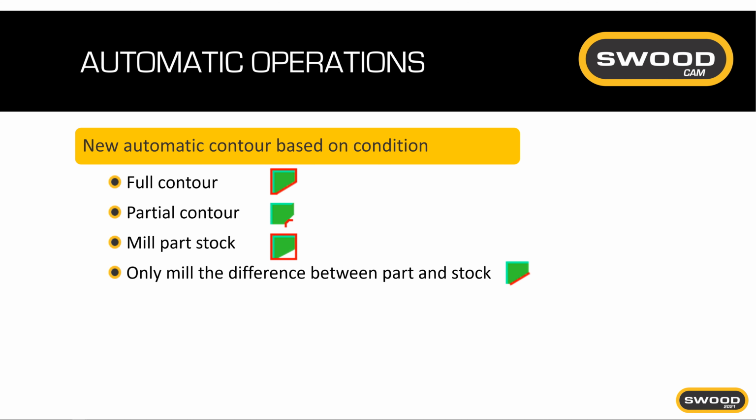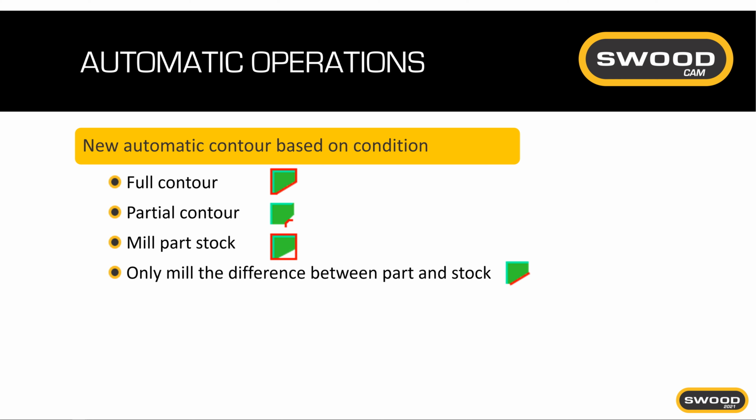The next new feature of this 2021 version is about automatic contour machining. So we'll now have a bunch of new possibilities to automatically detect contour. You will still be able to detect full contour as in the previous version, but now in addition you will be able to automatically do partial contouring, to machine only the part stock, and to mill only the difference between the part and the stock.